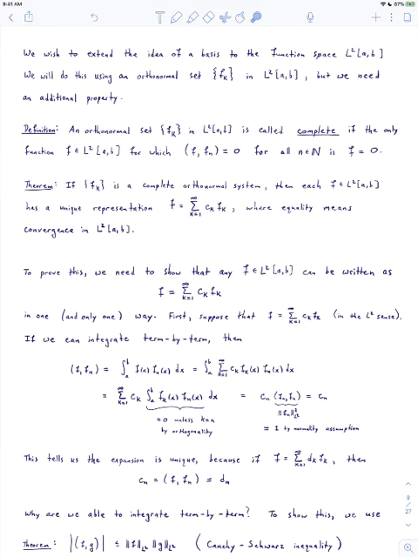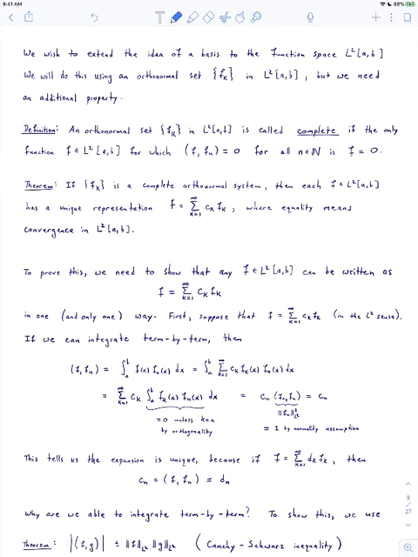If f sub k is a complete orthonormal system, then each f in L2 has a unique representation as a linear combination of these f sub k's, where here equality means convergence in L2. So when we say that f is equal to this sum, we don't mean that it's a pointwise equality. We mean that this series converges to f in the L2 norm, in the way that we were discussing earlier. Now the proof of this is quite abstract. We'll go through it, but it is a lot to take in.